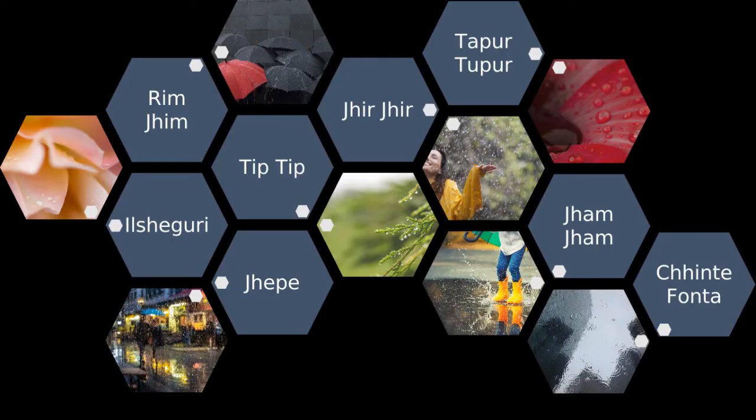So now we have an entire range of words describing rains. You can use these words as adjectives. For example, rimjhim bristi, tip tip bristi, jham jham bristi. So all of them can be used as adjectives.